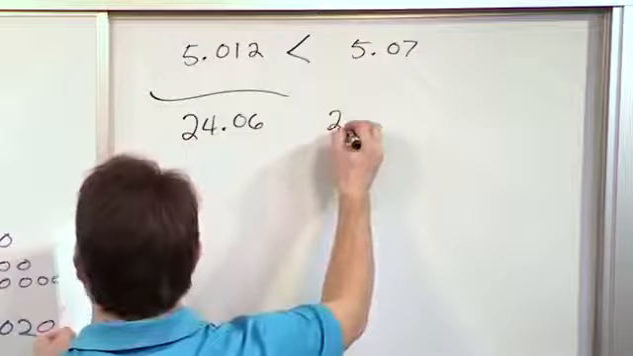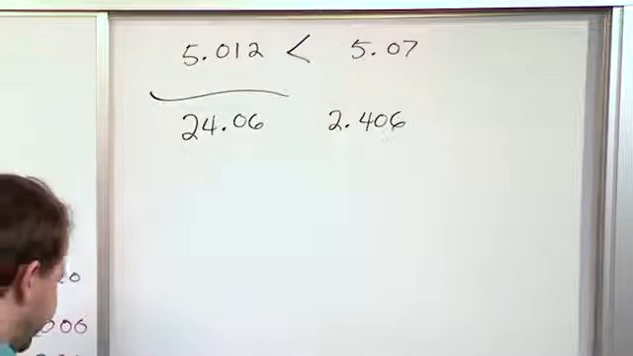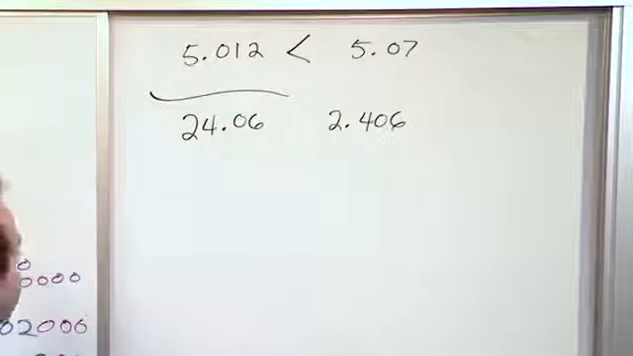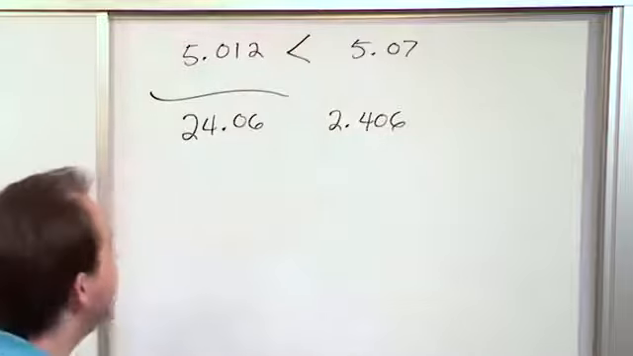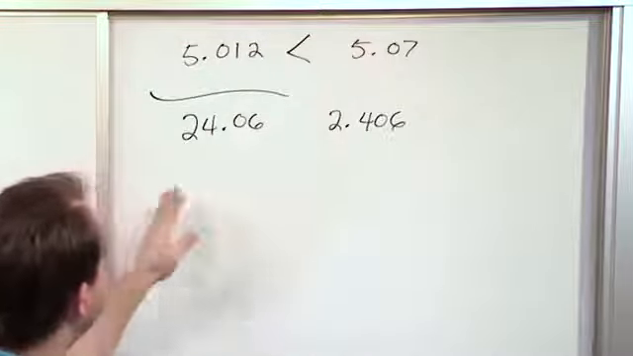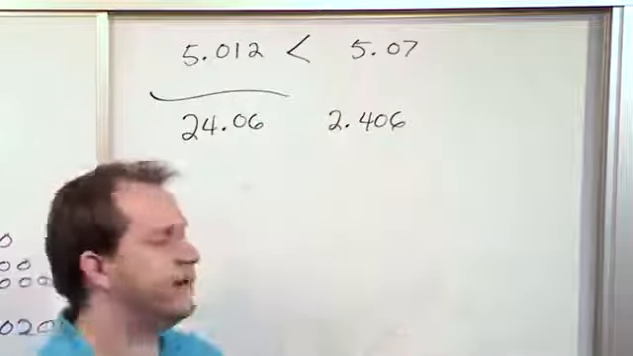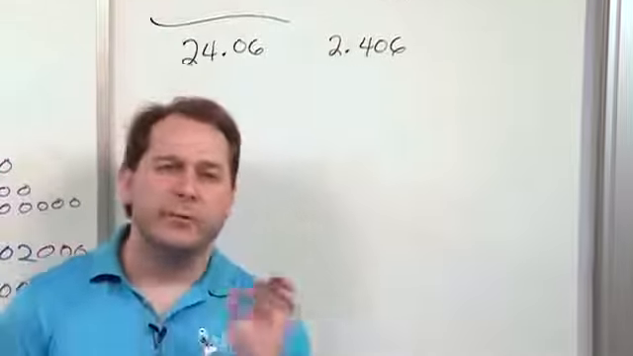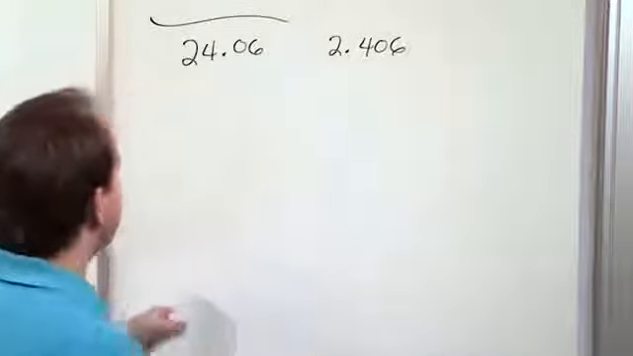What if we have 24.06 compared with 2.406? Now, this is a great question because it can get people confused sometimes. If you glance at this question really fast, you might say, well, these are the same number because I have the 2 and the 2 and the 4 and the 4 and the 0 and the 0 and the 6 and the 6. You might say these are the same number. But you have to look at the decimal point. The placement of the decimal point is different, okay?